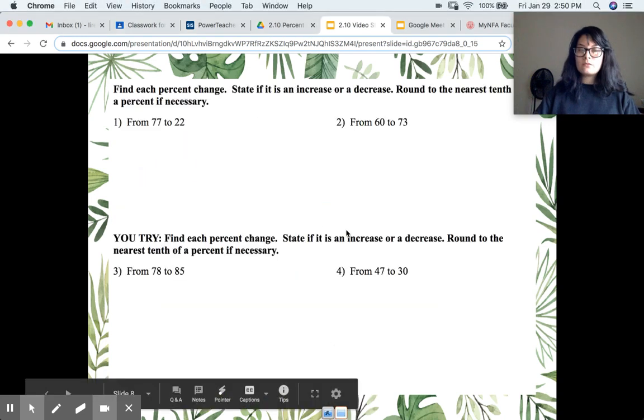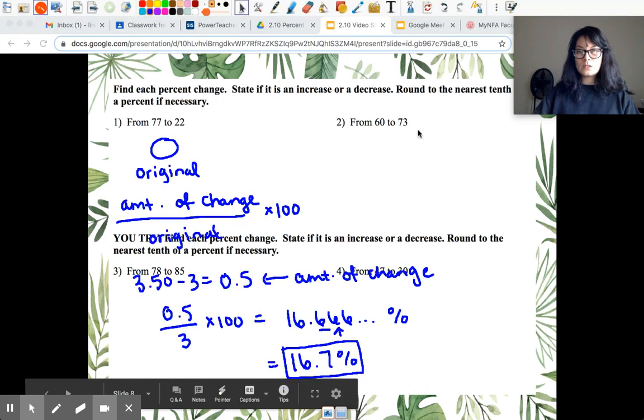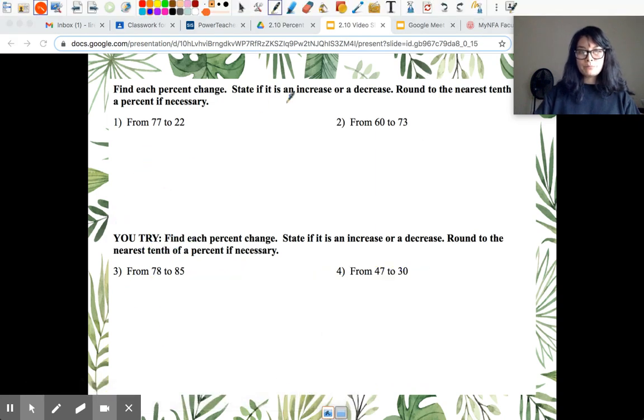So as you can see, it's a very rinse and repeat method that we're using here. It's the same process every single time. Another way that you might see questions asked for percent change is in this format, where it's telling you from some value to another. The first value that you see, you always assume is the original. So it says find each percent change, state if it's an increase or decrease. We're doing two things for each of these questions. Not only are we finding the percent change, but we also have to state whether it's a percent increase or decrease. And then we're going to round to the nearest tenth of a percent if necessary.